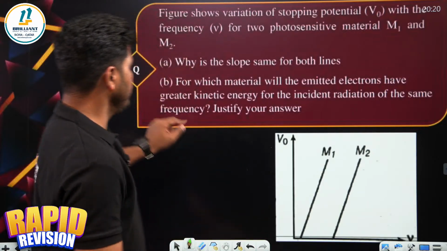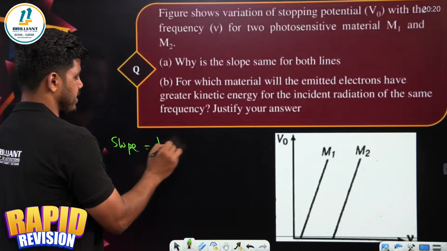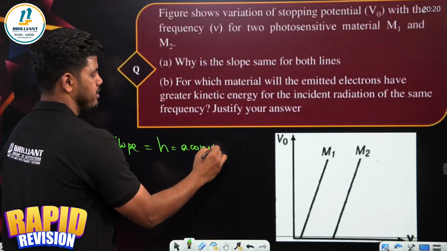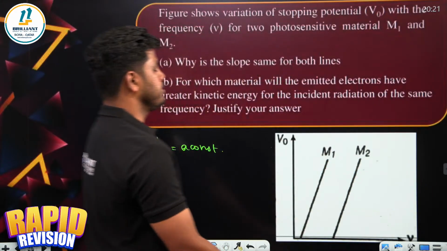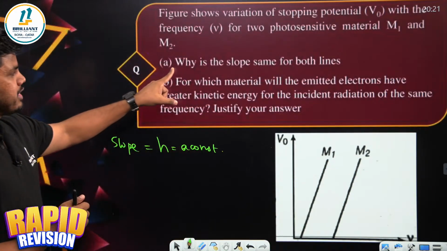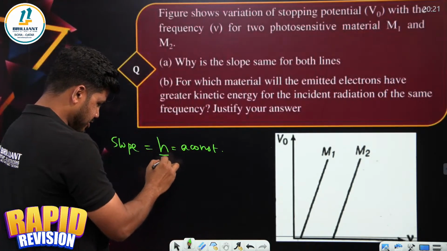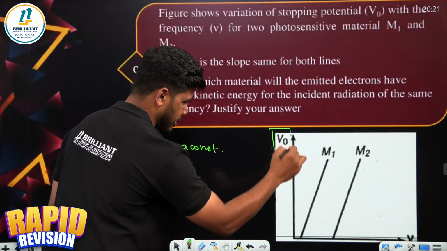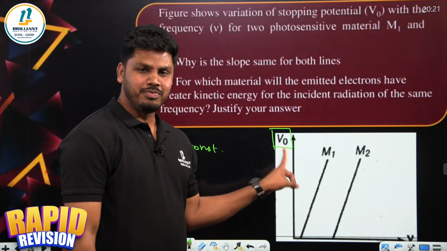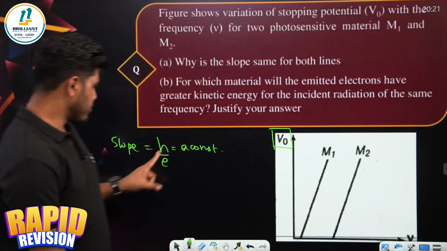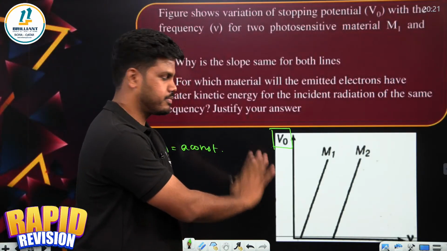We know h is the slope of the graph, Planck's constant, which is a constant. So you cannot draw the graph with different slopes. I explained this with an example before. Actually, not h, sorry, h by e, because look at the value given along the y-axis. It is V0, stopping potential. If it is stopping potential, slope is not h, it is h by e, still a constant.